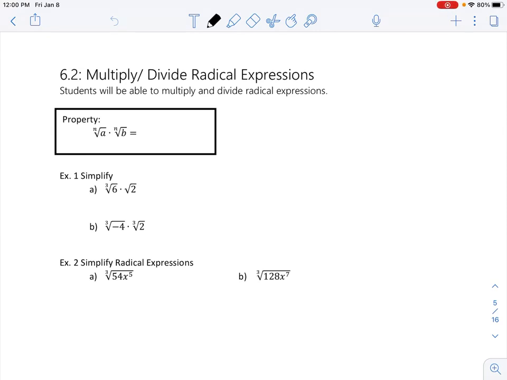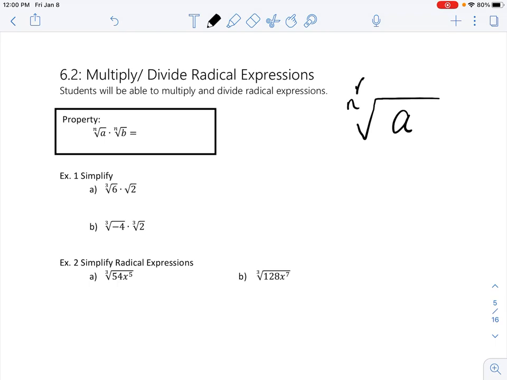Hello, today we are covering 6.2, multiply and divide radical expressions. You guys will be able to do just that, multiply and divide radical expressions. So before we get started, I'm going to draw out a little picture over here to help us with some vocab. Be helpful next week too.